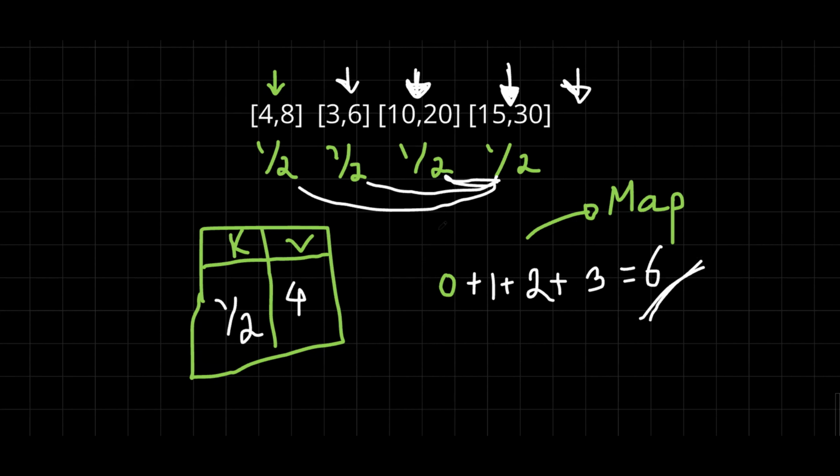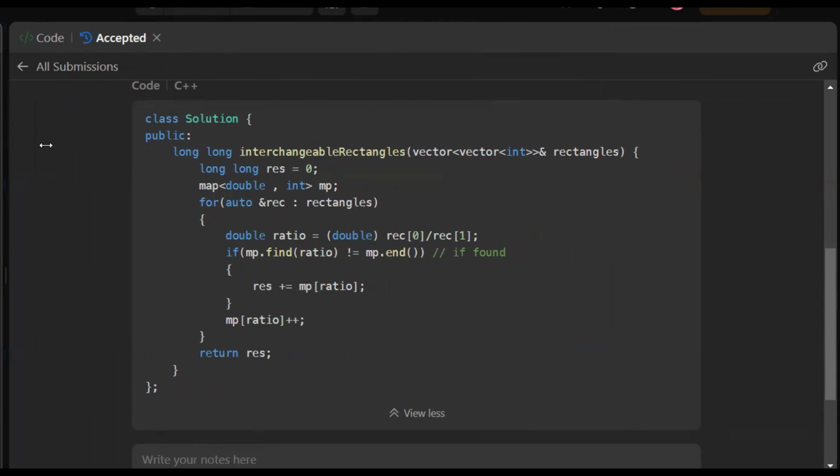I hope you understood the algorithm. Now let's move on to the code. In this problem, the code is pretty simple. We are given a function named interchangeableRectangles, which has a vector of rectangles, which has the dimensions of each rectangle. Now, we are using one variable result to store the answer, and we are using a map. The key of the map is a double and the value is an integer.